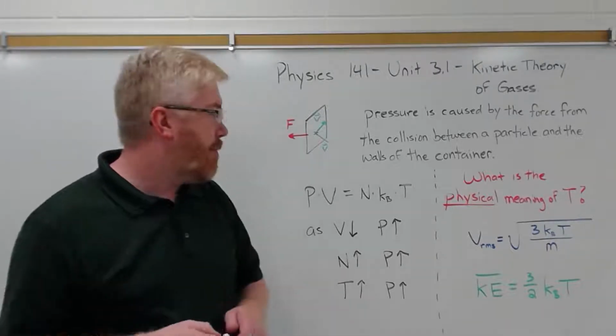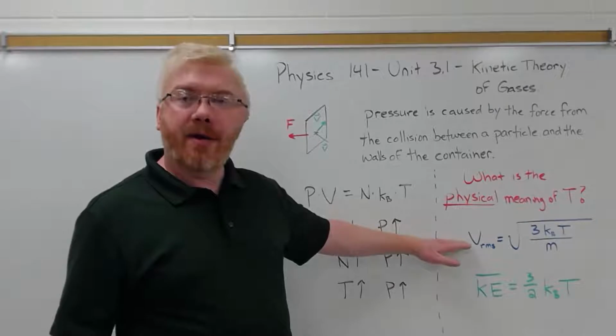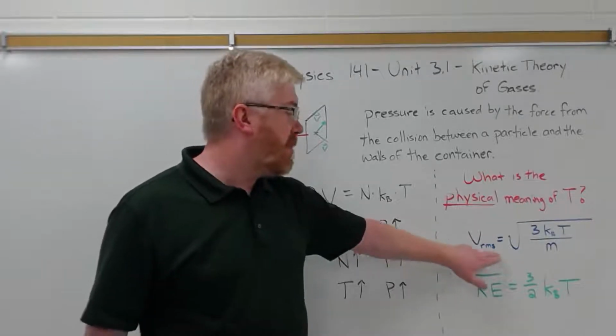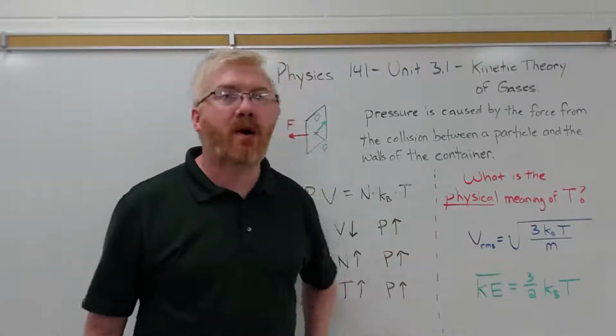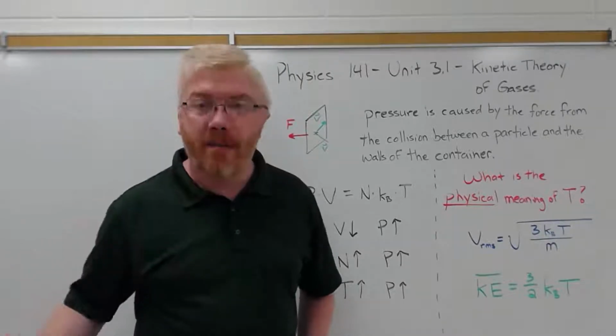But what is the end result? What is temperature? Well, your book comes up with this equation here. V RMS, that's the root mean square velocity. Root mean square is the root of the mean of the square of a number.